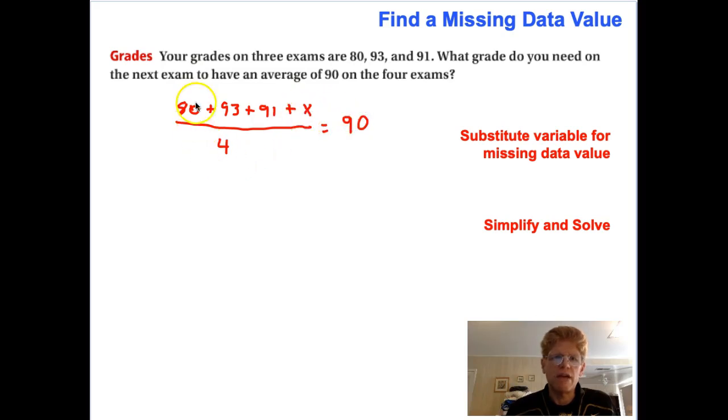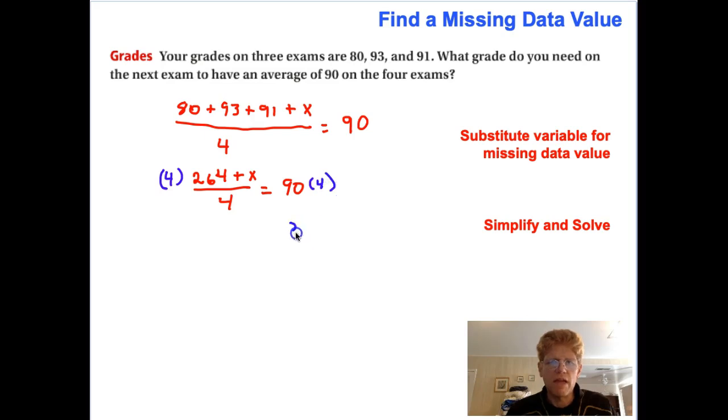We can solve for x here. We'll need to first add up 80 plus 93 plus 91. We get 264. 264 plus x over 4 is equal to 90. And then our first step is just basic algebra, right? We want to get rid of this 4 down here, so we're going to multiply by 4 on both sides. On the right-hand side, that's going to give us 360. Over here, it's going to cancel out our 4's. So we'll have 264 plus x is equal to 360.